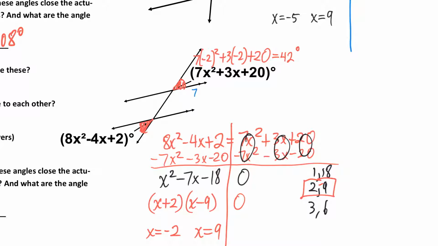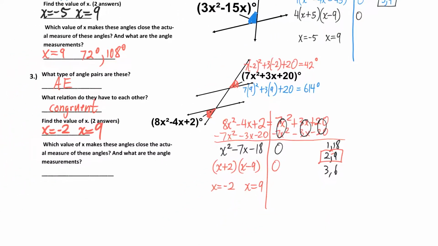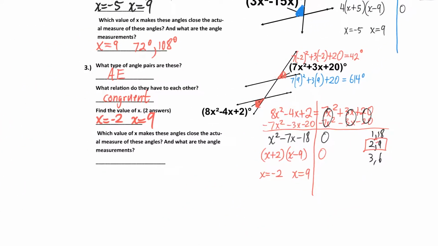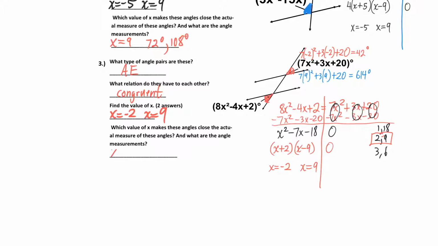All right. So let's plug in 9 and see what happens. So 7 times 9 squared plus 3 times 9 plus 20. What does that give you? That's going to be a big number. Super big. I mean, relatively big. 614. Yes. Okay? Yeah, it's 42. So which value of x do I need here? Okay, the negative 2, and that makes those angles 42 degrees each.